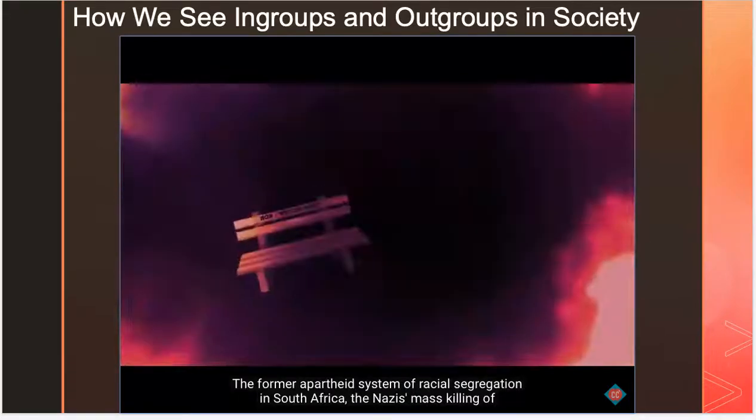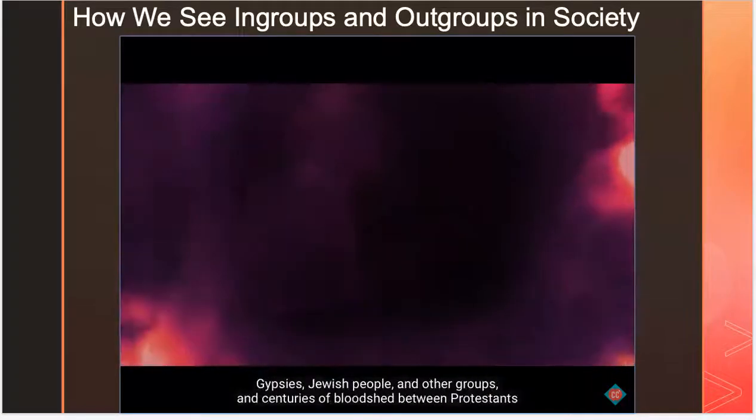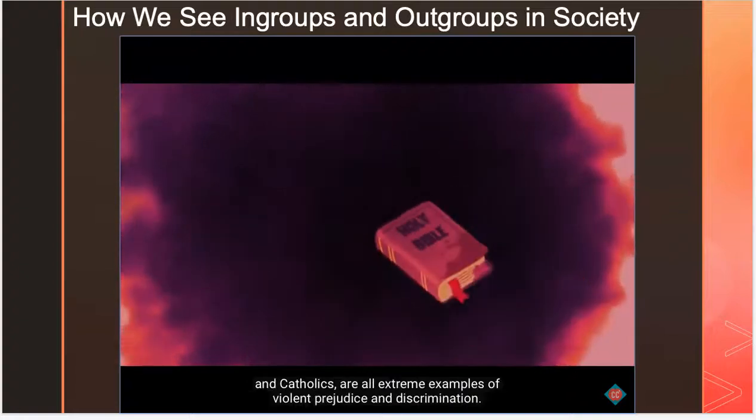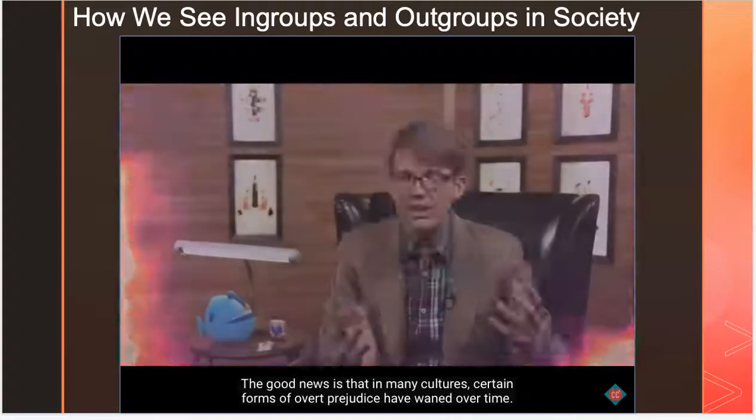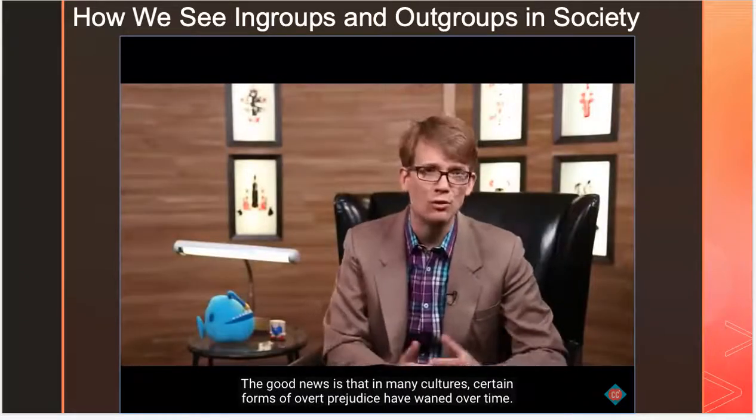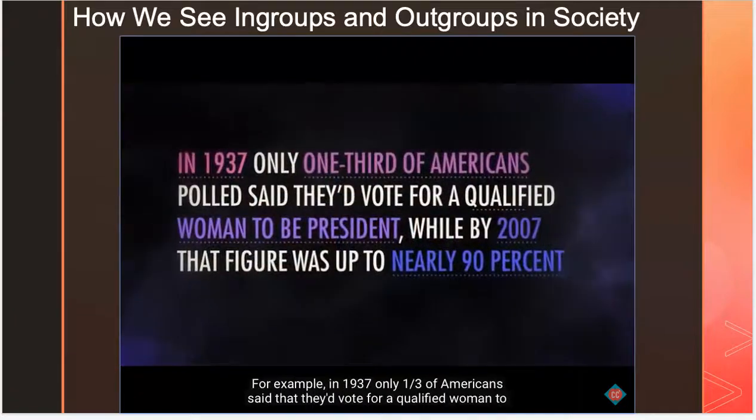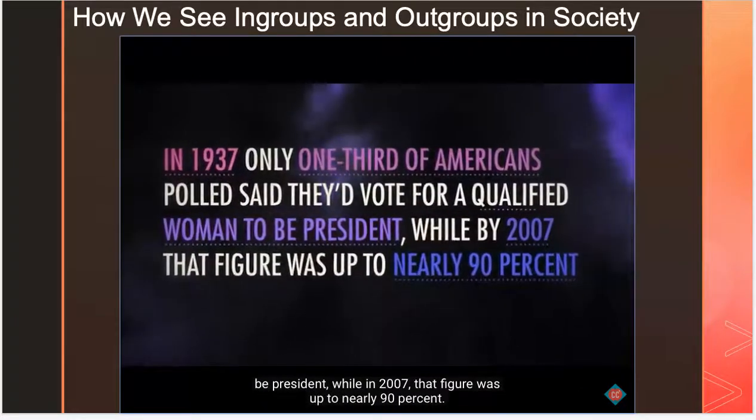The former apartheid system of racial segregation in South Africa, the Nazis' mass killing of gypsies, Jewish people, and other groups, and centuries of bloodshed between Protestants and Catholics are all extreme examples of violent prejudice and discrimination. The good news is that in many cultures, certain forms of overt prejudice have waned over time. For example, in 1937, only 1/3 of Americans said they'd vote for a qualified woman to be president, while in 2007, that figure was up to nearly 90%.